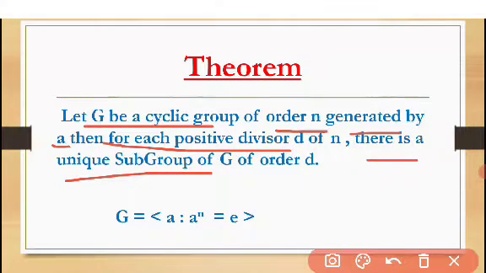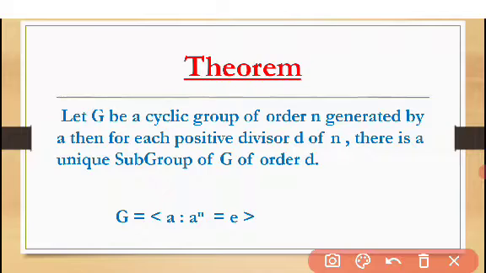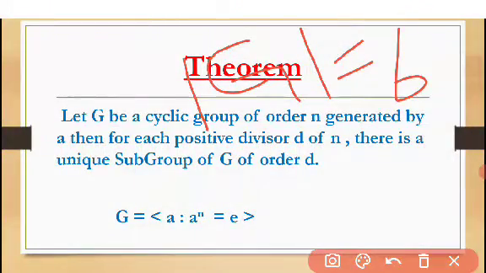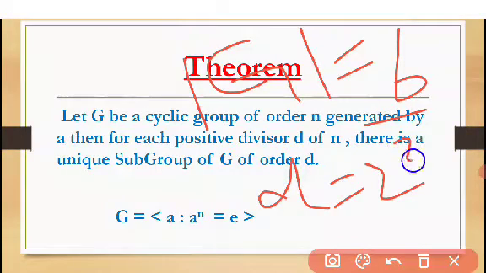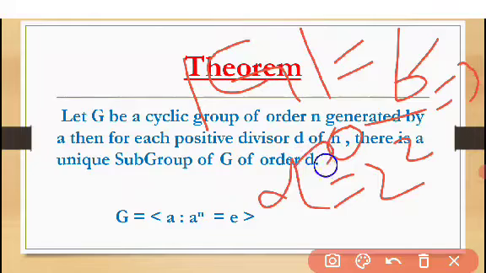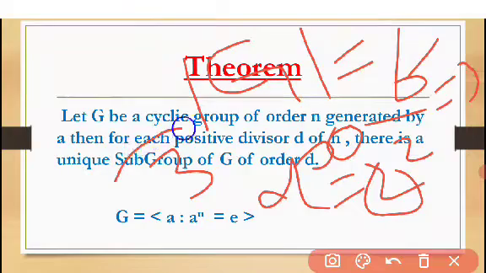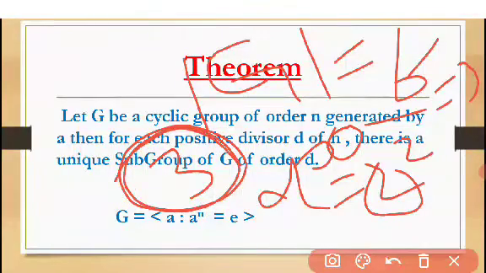It means that, for example, the order of G is 6. For example, D is equal to 2. Then 6 divided by 2 gives us 3. Here n is 6, and D is equal to 2. So every divisor gives us a unique subgroup of order 3.